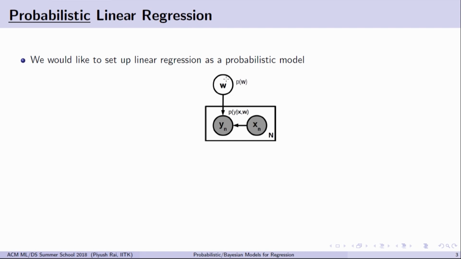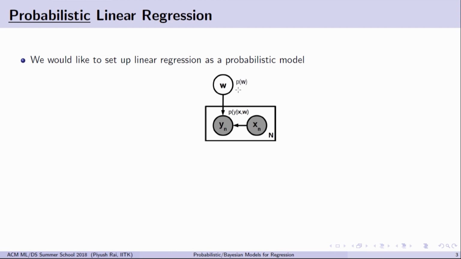If you recall our discussion from the previous session, we had a likelihood model for the observations, and we had a prior distribution over the parameters. What is the parameter here? What is the unknown here? W, right? So W is our parameter. And what is the observation here?